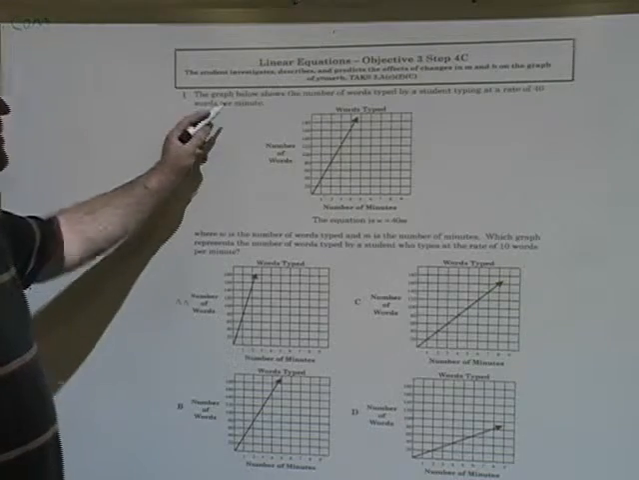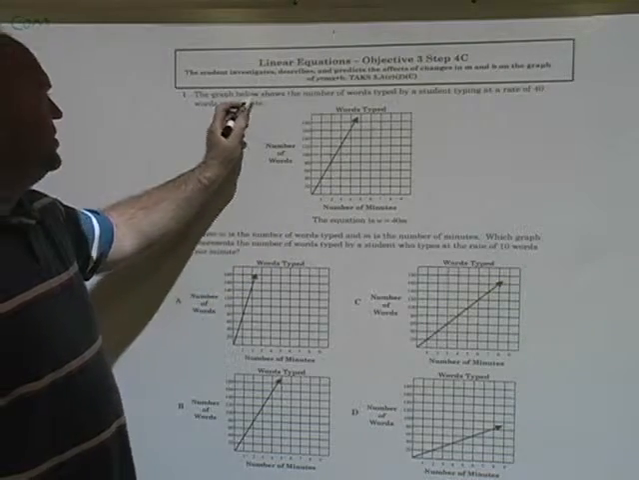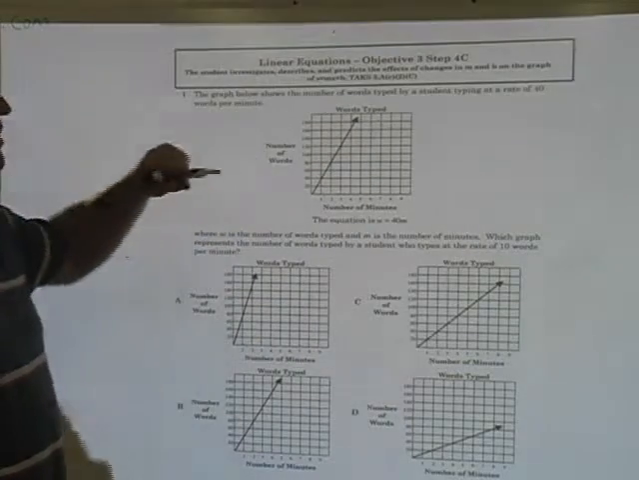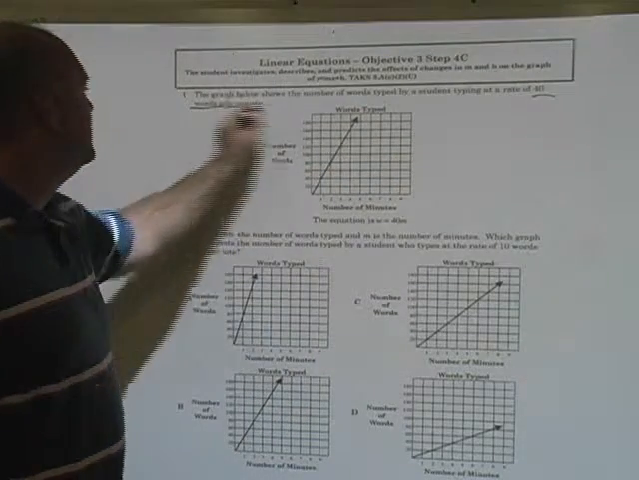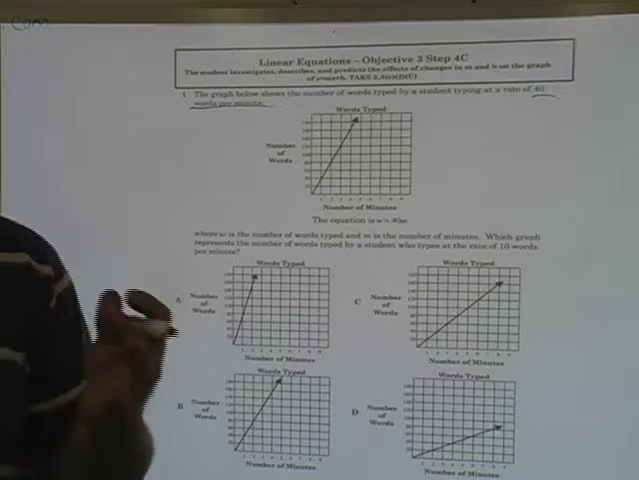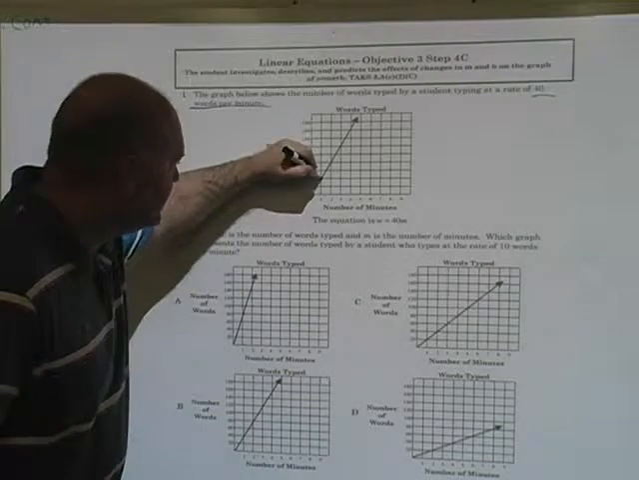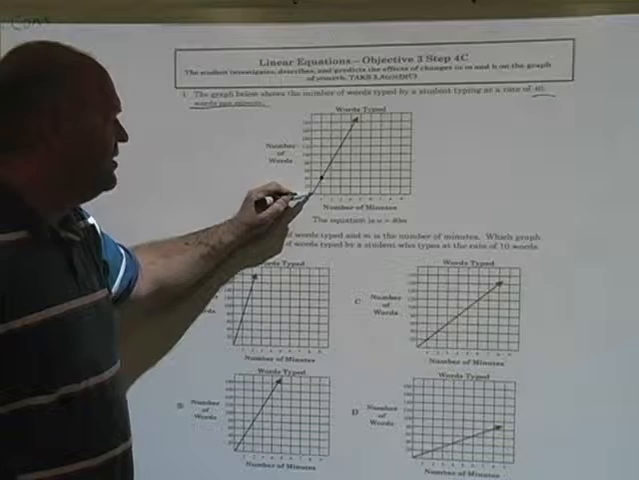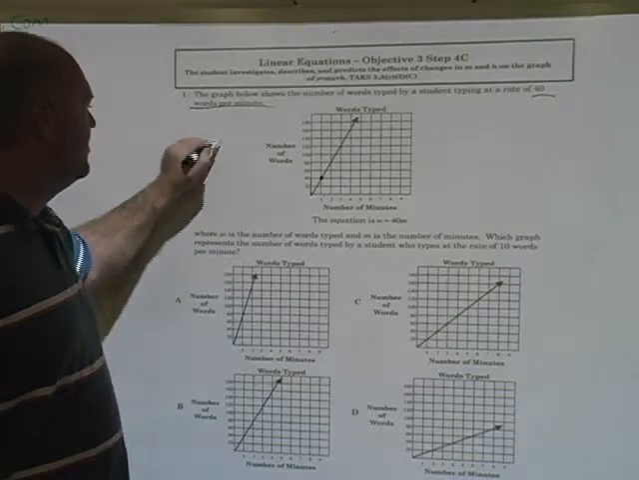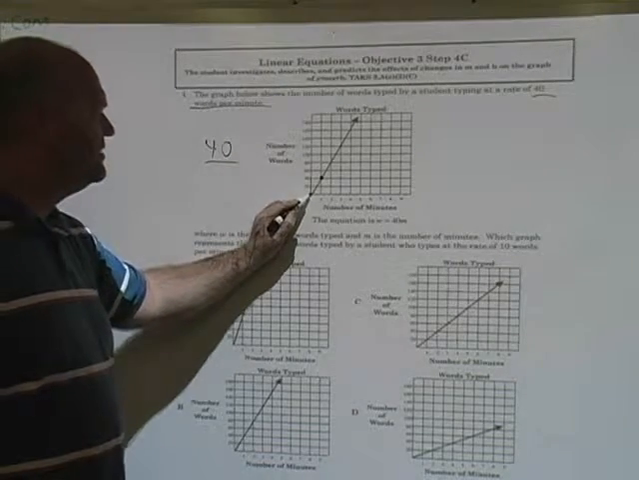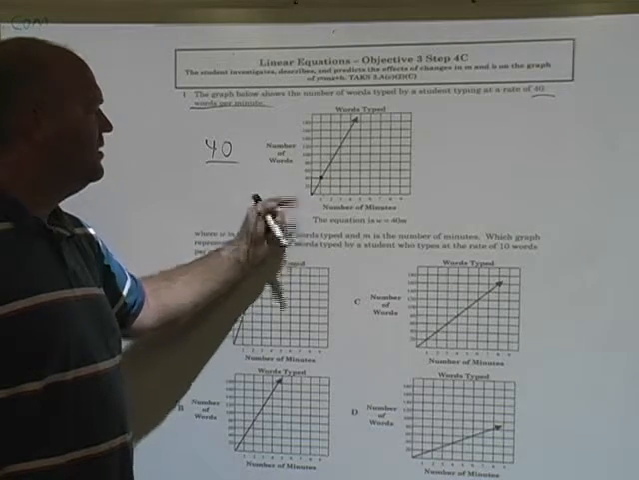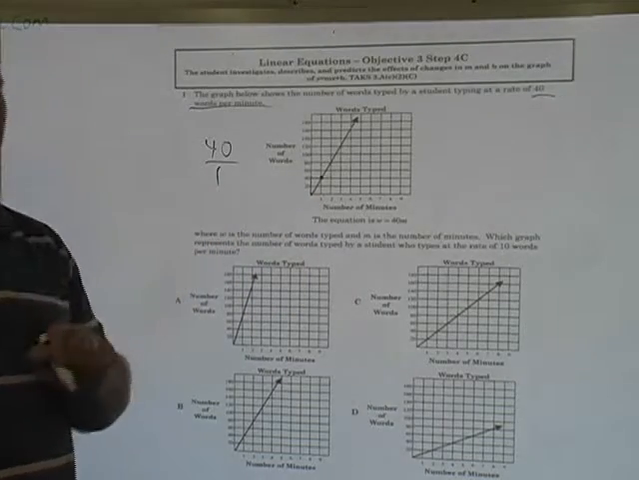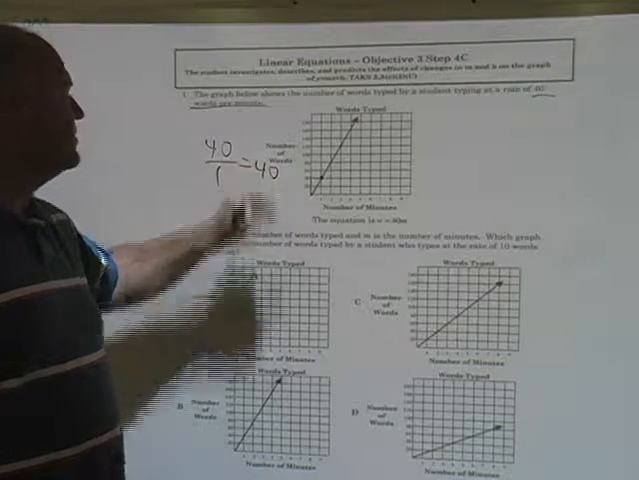Okay, here we go. Okay. This graph shows number of words typed by a student typing at a rate of 40 words per minute. 40 words per minute is a rate, but it's also the slope of this line. Okay? Look at this. The rise from here to here is 40, and the run is from here to here, from 0 to 1 is 1. Okay? So the slope is 40.